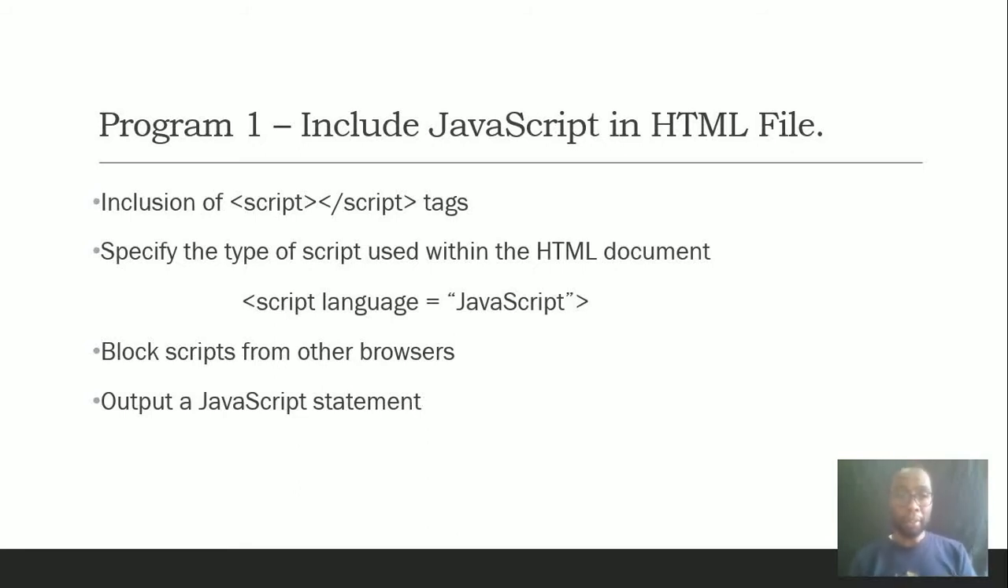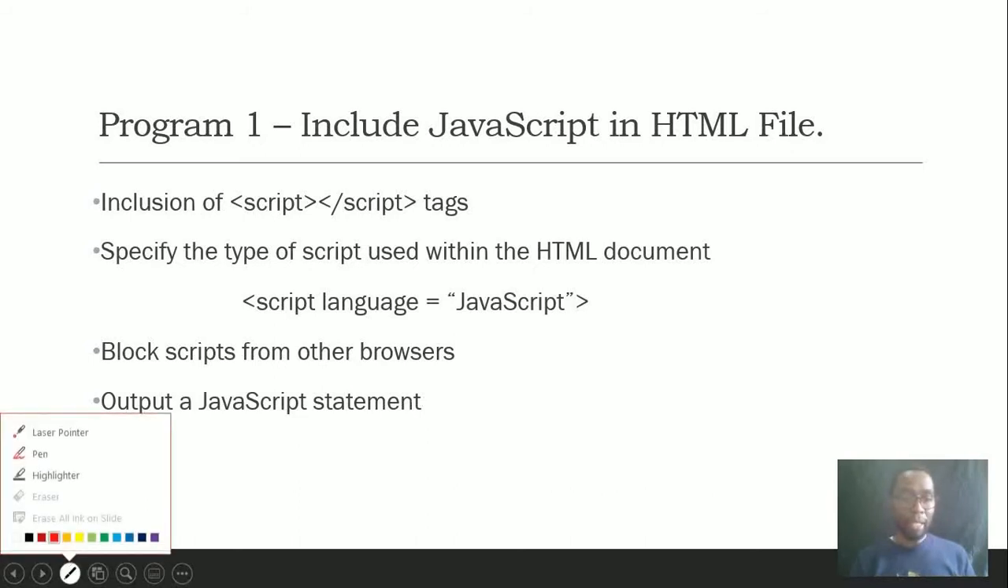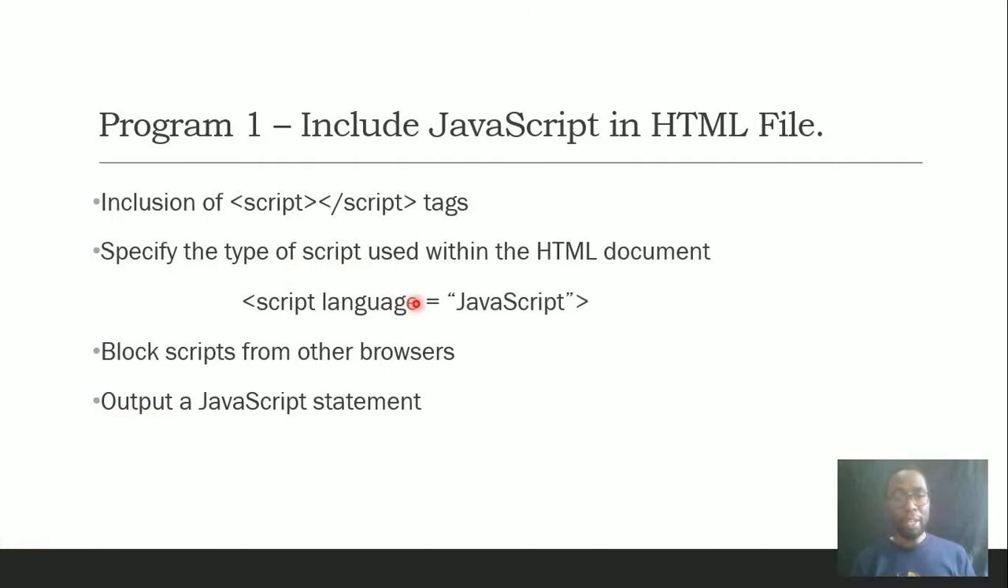Now, what usually happens is that before you include any script in an HTML document, you're supposed to use the script tags, and right in the script tag, you're supposed to specify what type of script you're going to use in your HTML document. Like in our case, we are going to use JavaScript. So right inside the opening script tag, you'd mention that the language you're going to use is JavaScript.